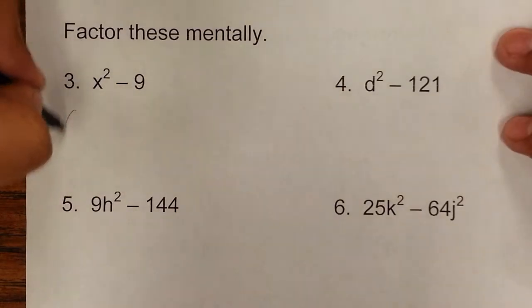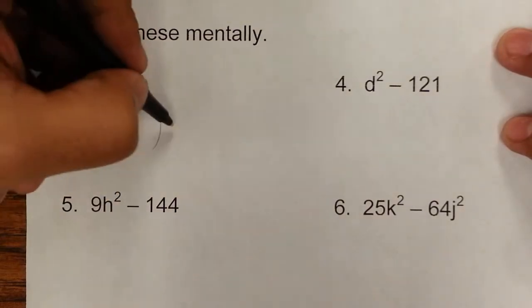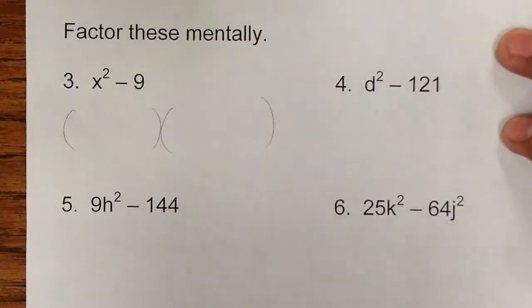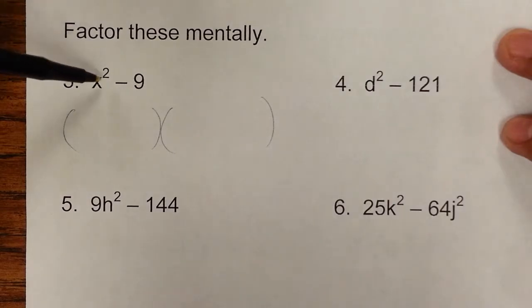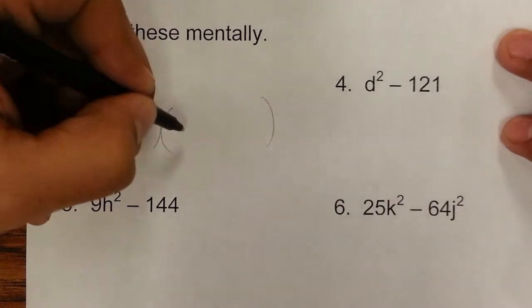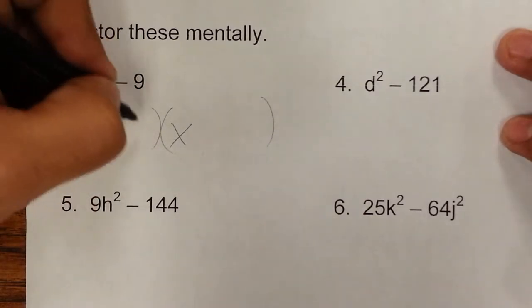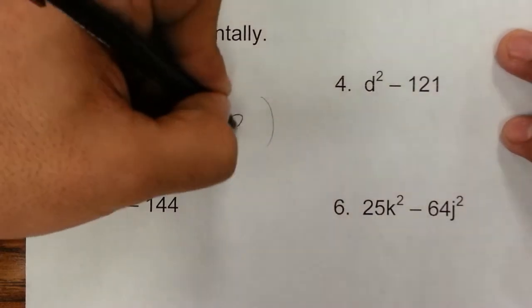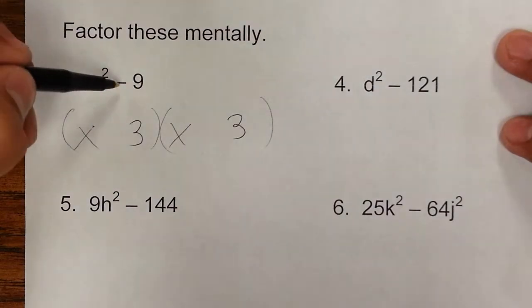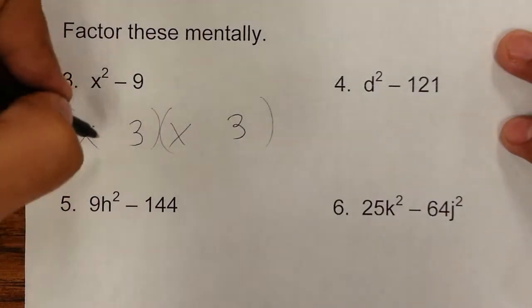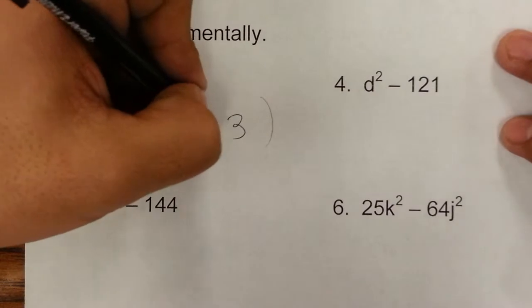So let's think. We've got x squared minus 9. So we'll open up a parentheses. We've got x squared can be written as x times x, since the square root of x squared is x. We've got x times x. Now 9, the square root of 9 is 3. We've got the 3 and the 3. We've got a negative 9. So we'll need a positive 3 and a negative 3.